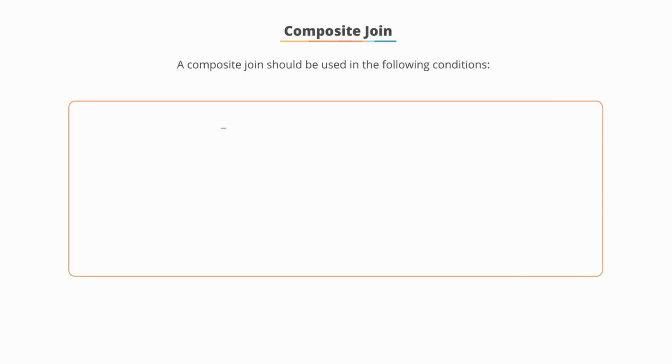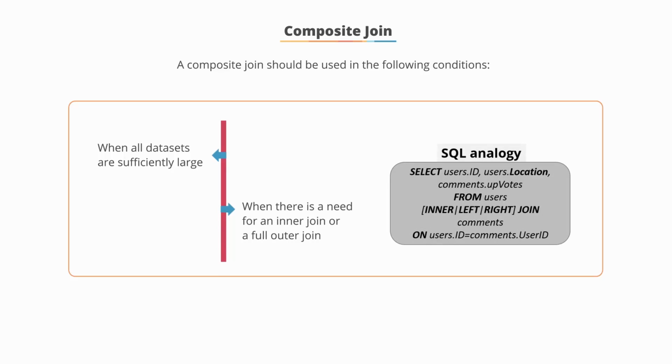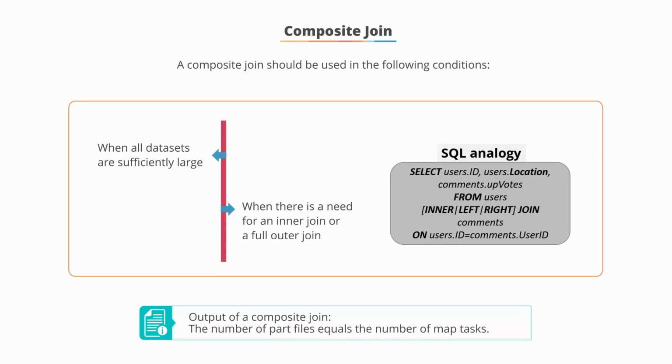The composite join should be used when all datasets are sufficiently large and when there is a need for an inner join or a full outer join. A SQL analogy of a composite join is displayed on the screen. In the output of a composite join, the number of part files equals the number of map tasks.